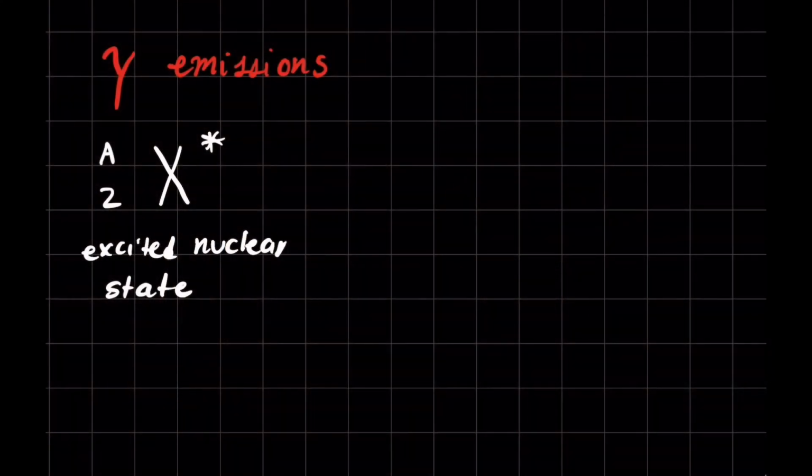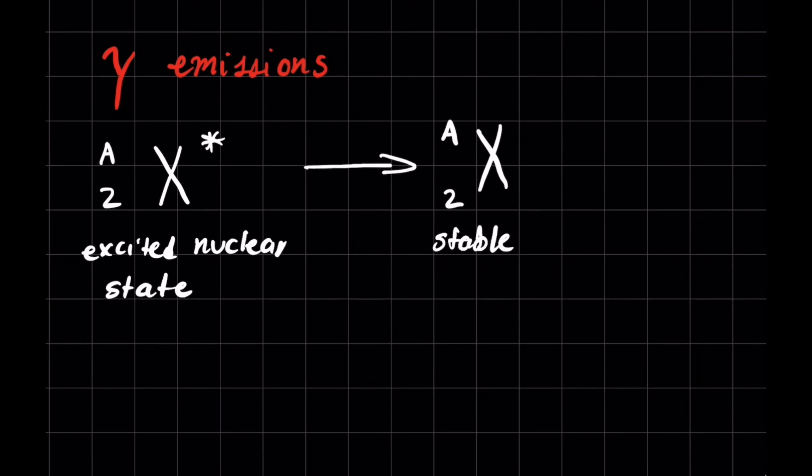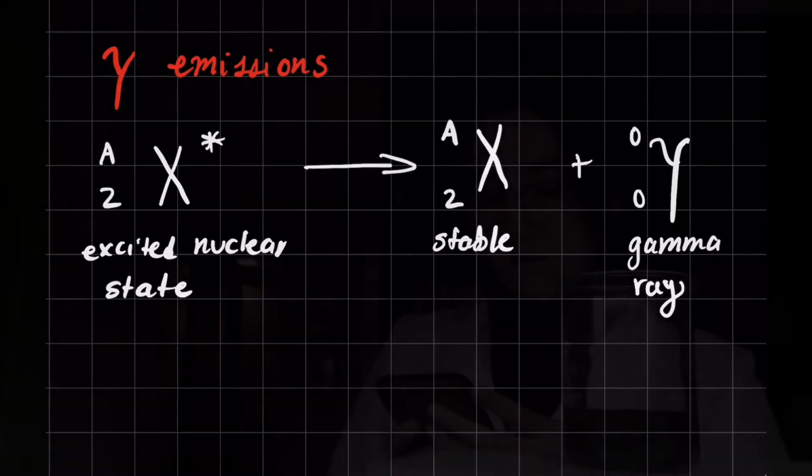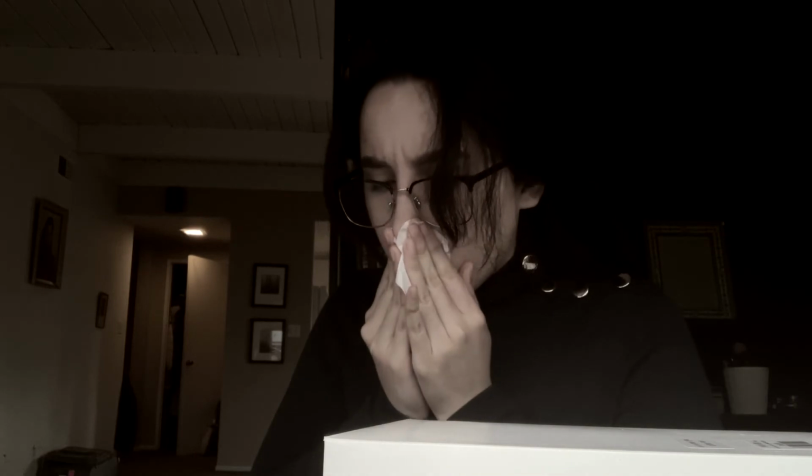Let's look at gamma emissions. Many nuclear decay reactions like alpha and beta decay produce atoms in excited nuclear states. In order for them to become more stable, they need to release energy in the form of a photon. These high energy photons are called gamma rays, and they have high penetrating power. Gamma rays have the capacity to go straight through your body, and as they pass, they damage your tissue and even worse, your DNA. Exposure to high levels of gamma radiation causes immediate damage to your cells. Even low levels increase your chances of cancer.